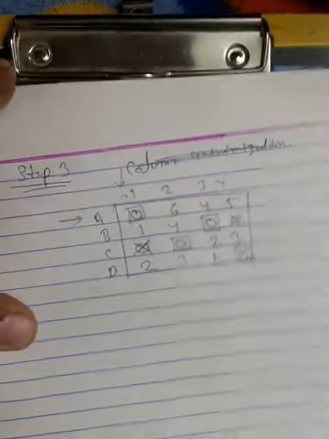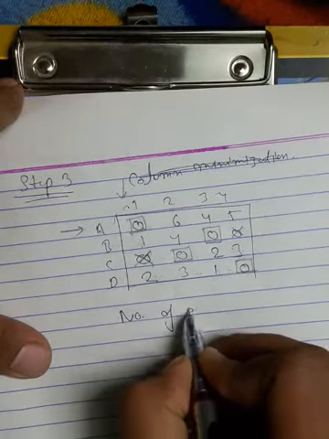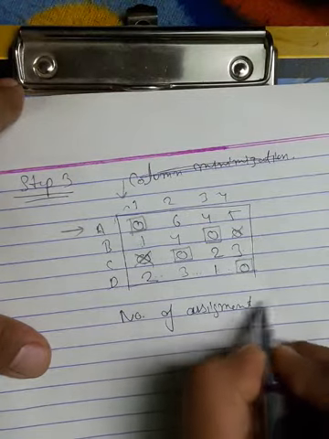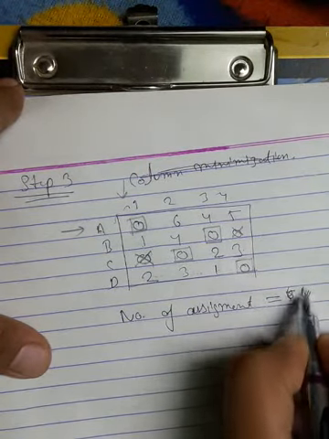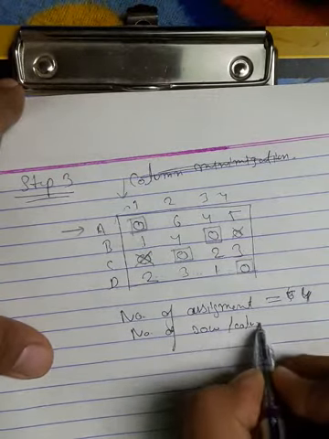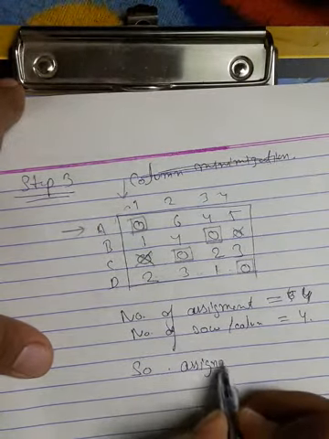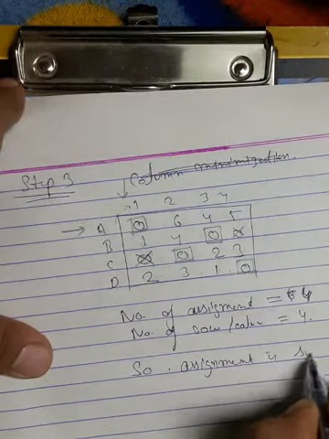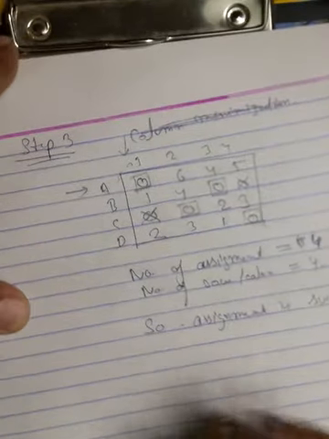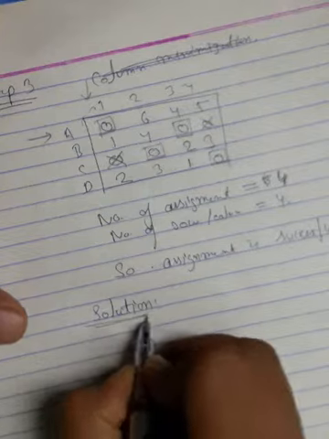Okay, now you have to check: is the number of assignments equal to 4, and the number of rows or columns equal to 4? So our assignment is successful. So I have to go for the solution now.